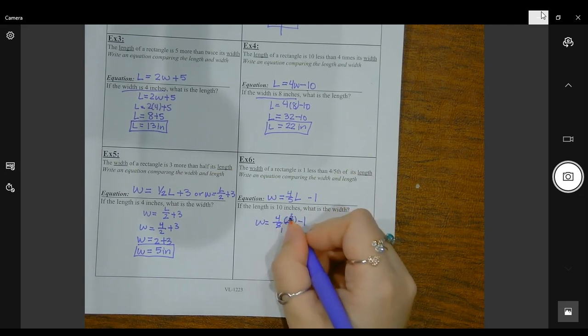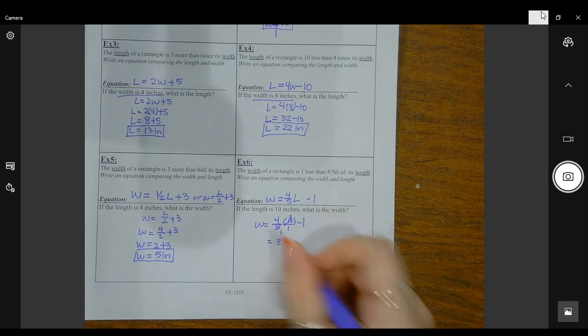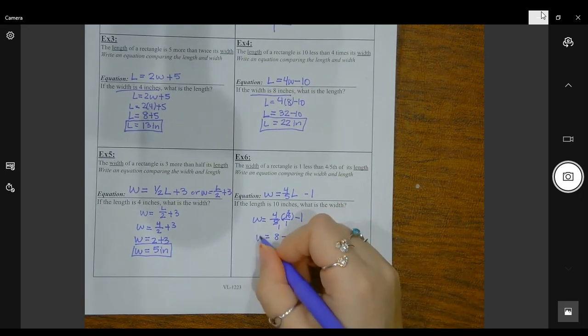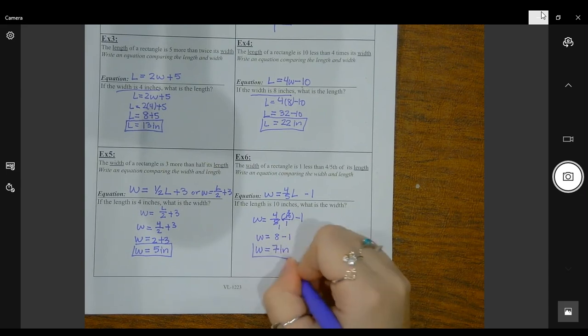So now you have 4 times 2, which is 8, and 1 times 1, which is 1. 8 over 1 is just 8. And then bring down that minus 1. Well, 8 minus 1 is 7. So your width is 7 inches.